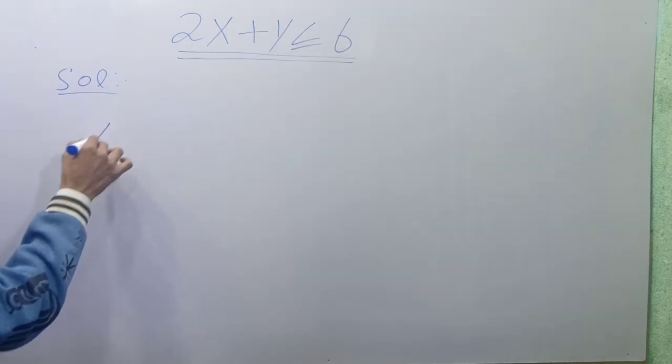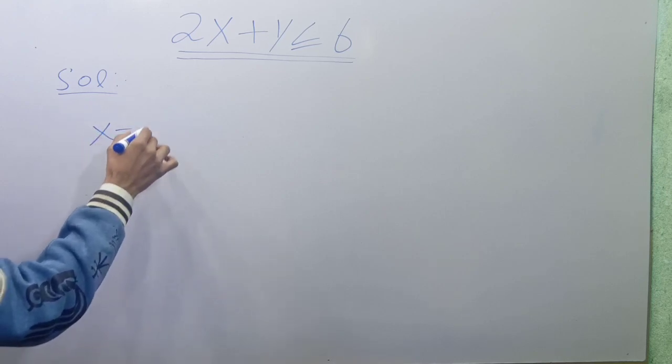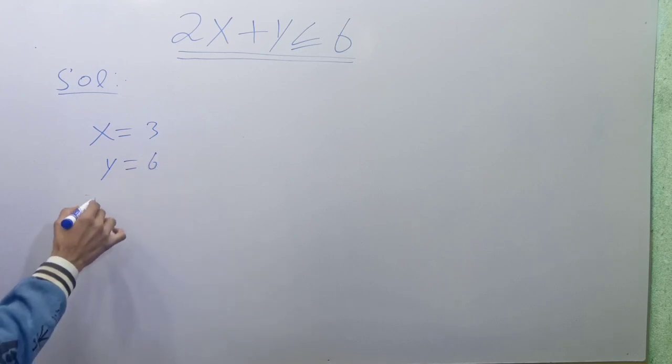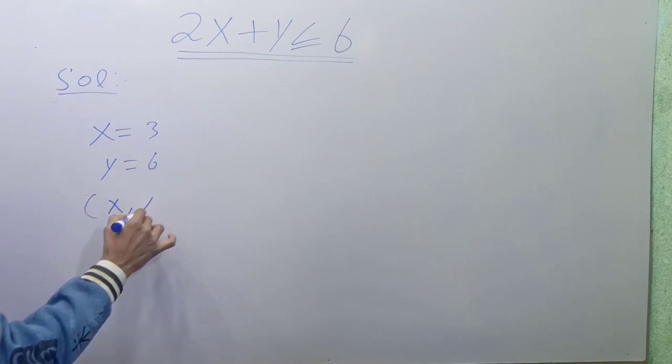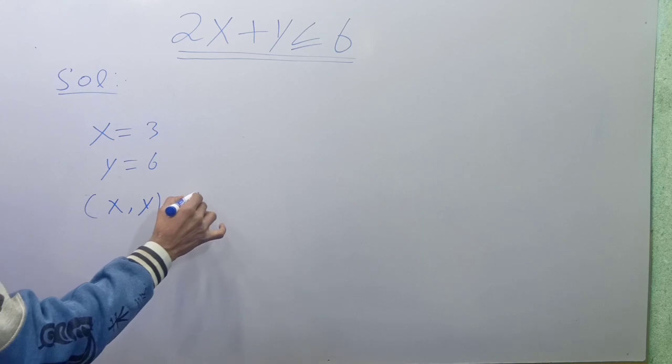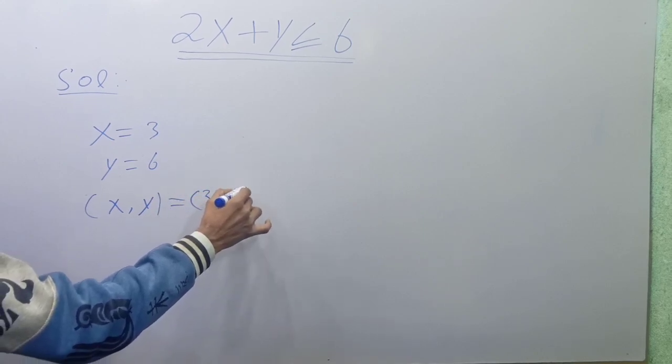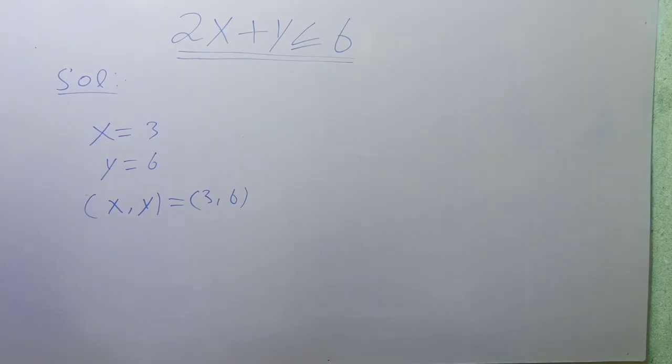As the x-intercept of this equation is 3 and its y-intercept is 6, the solution set of this linear inequality is an ordered pair (x, y), x is equal to 3 and y is equal to 6. Now we have to draw the graph of this linear inequality.